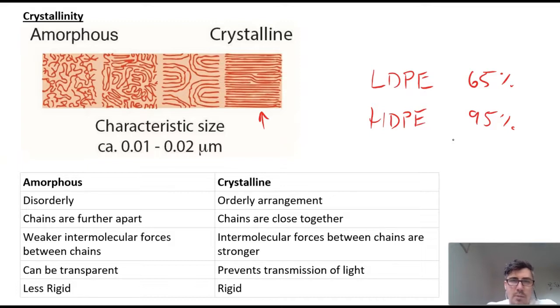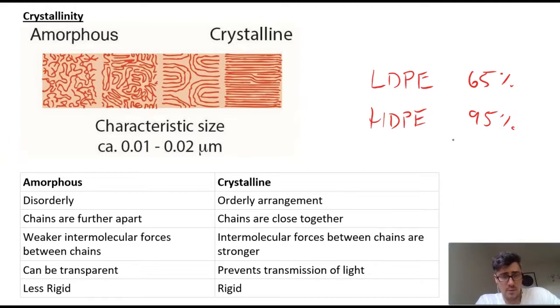So if we compare amorphous and crystalline structures, amorphous we would call disorderly, whereas crystalline we'd call orderly. With amorphous, the chains end up being further apart. You can see this in the diagram on the left, how because of this disorder it actually separates the chains a little bit. The opposite is true for crystalline, and therefore this has implications for its intermolecular forces.